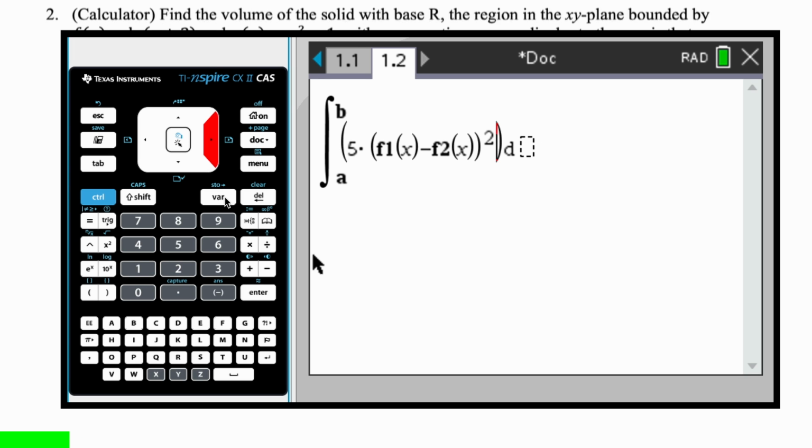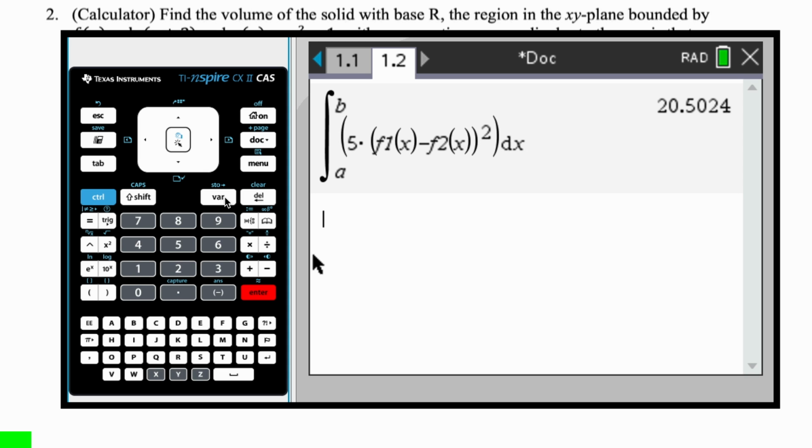Just make sure you're squaring the correct thing, not just F2, but the whole thing. I'm going to hit tab, x, and we want a decimal. Because B is very much a decimal, this is going to spit out a decimal no matter what we do, but Control Enter would always give you a decimal. So that's the answer that we get.